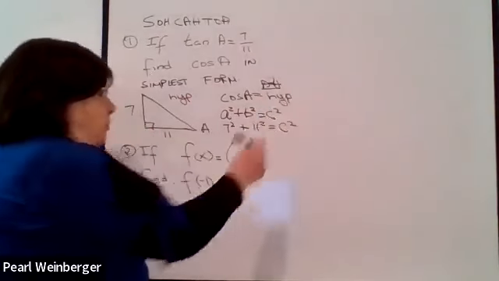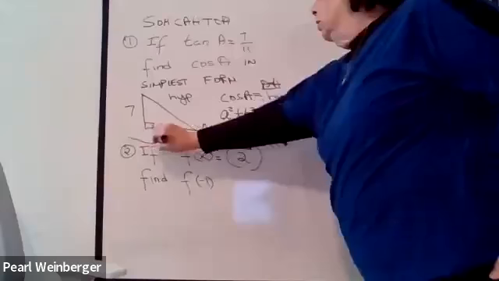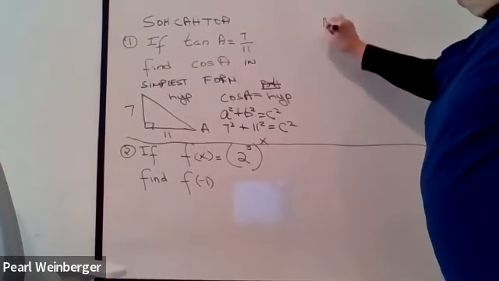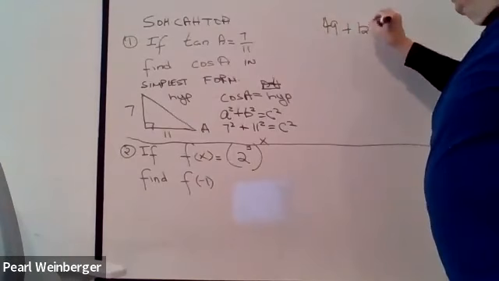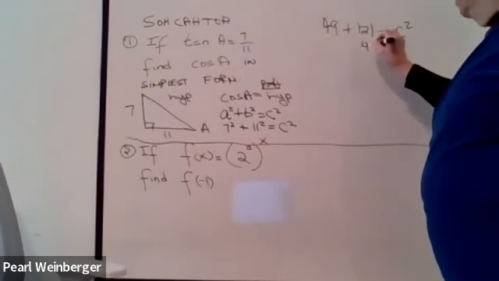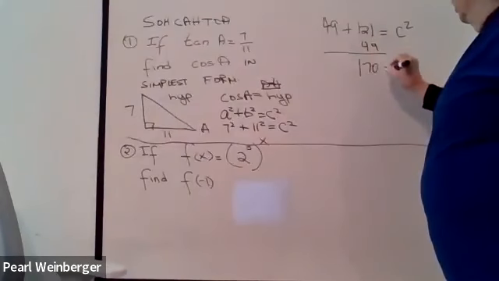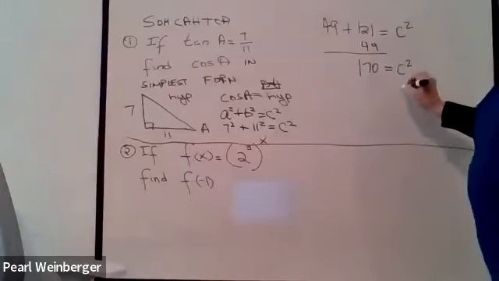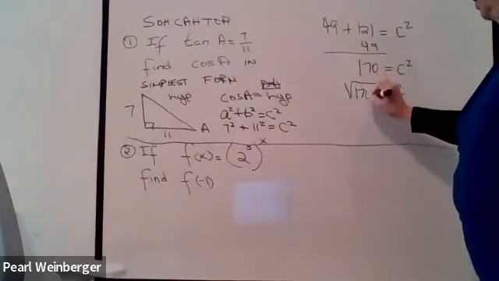And working this out over here, I have 7 squared, which is 49, plus 11 squared, which is 121, equals c squared. And when I add these up, I get 170 equals c squared. And therefore, c would be the square root of 170.